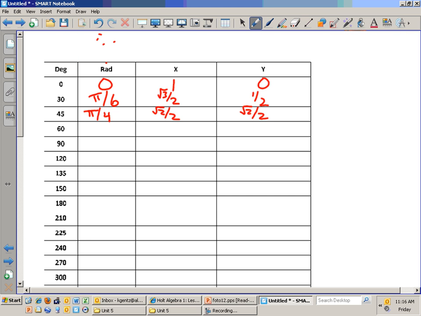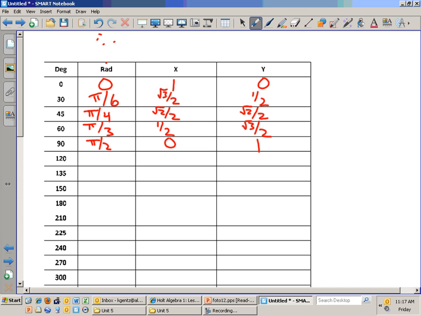So 60 in radians is what? Pi over 3. X is, we said, the 1/2, and y is the square root of 3 over 2. 90. Look at your chart. What point does 90 go through on the unit circle? 90 is pi over 2. It goes through 0, 1. That was easy.